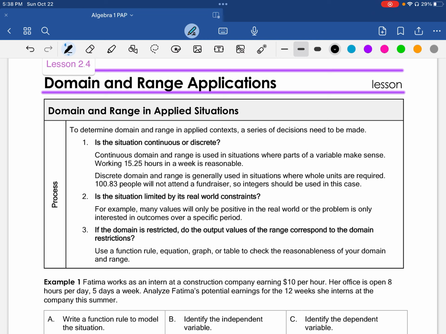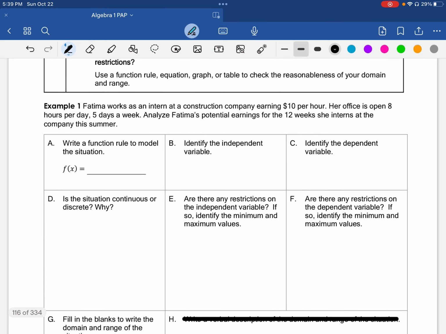Is the situation limited by its real-world constraints? For example, many values will be positive in the real world, or a problem is only interested in outcomes over a specific period. And the last question: if the domain is restricted, do the output values of the range correspond to the domain restrictions? Use a function rule, equation, graph, or table to check the reasonableness of your domain and range. All right, let's go ahead and take a look at example 1.